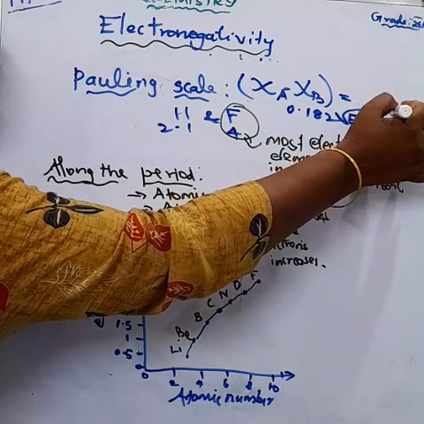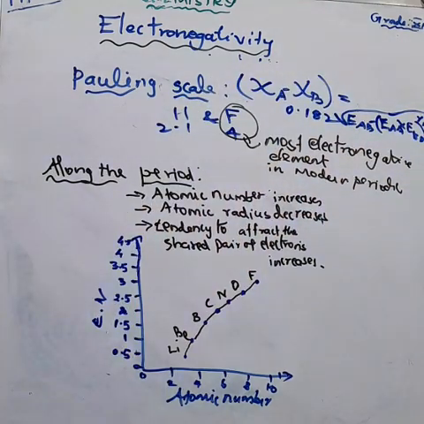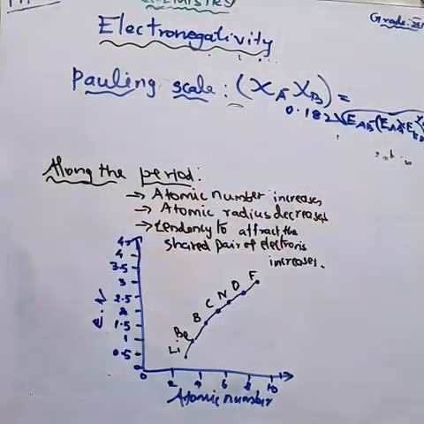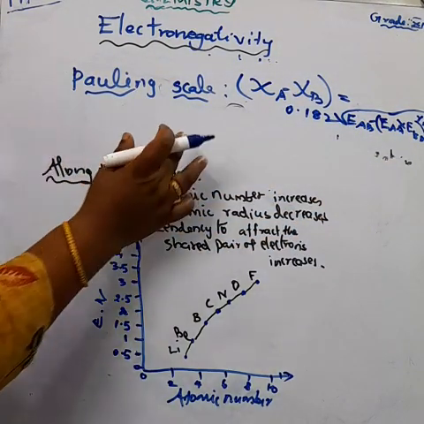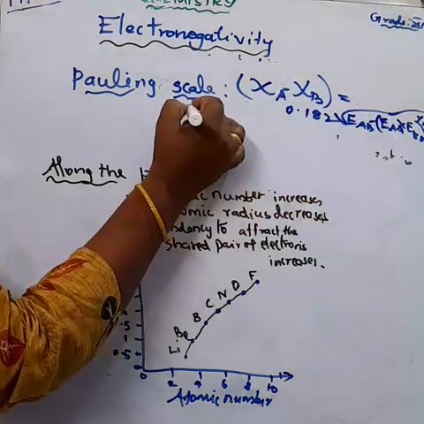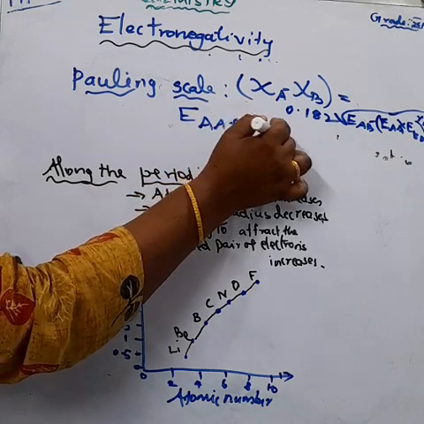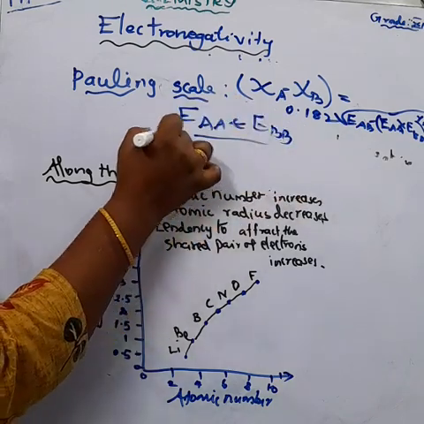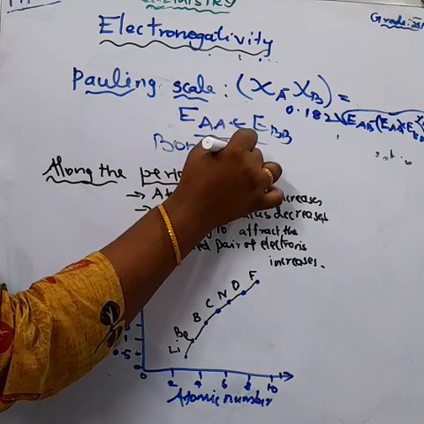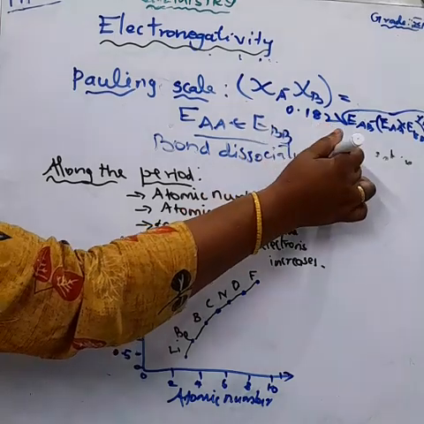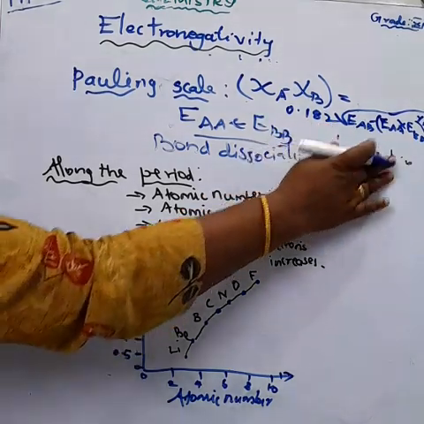Where here EAB, EAA and EBB, what is the meaning? This is the bond dissociation energy of the AB, A2 and B2 molecules. Here we are taking EAA and EBB as the bond dissociation energy. What do you mean by bond dissociation energy? It is the energy given to dissociate the bond to produce single isolated neutral atoms.